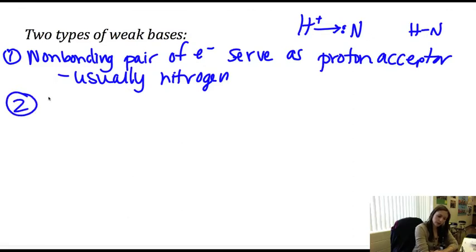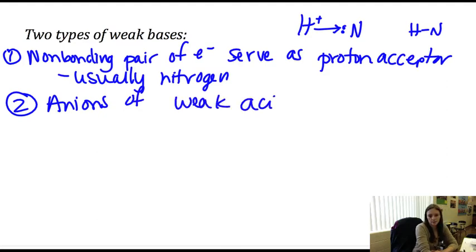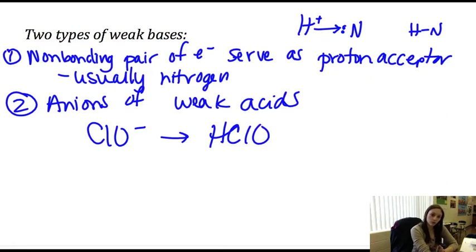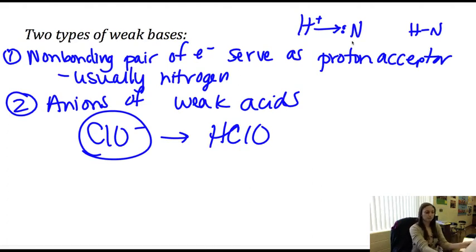The second type of weak base are the anions of weak acids. So ClO- is a weak base because it is the other end of HClO. You'll see these as bases because they can take a proton and become HClO, or I can see things that are usually nitrogen molecules that have lone pairs that'll then take an H that is free and around in my solution.